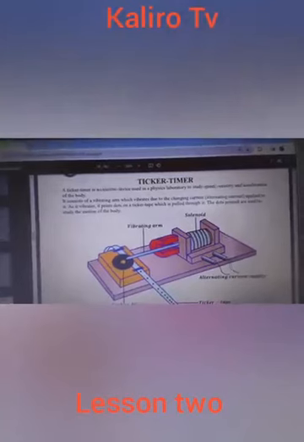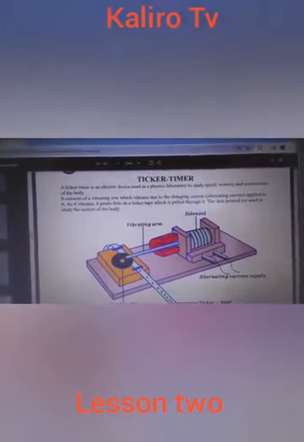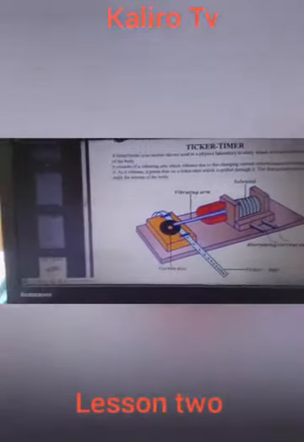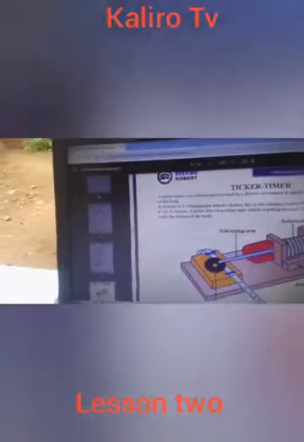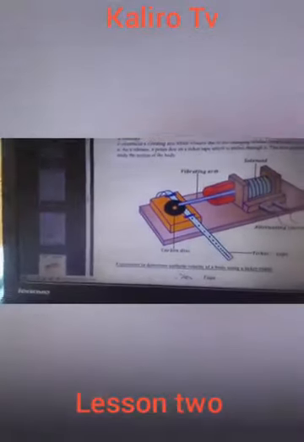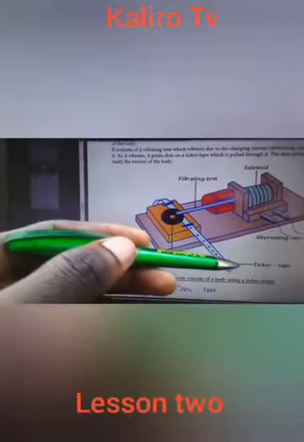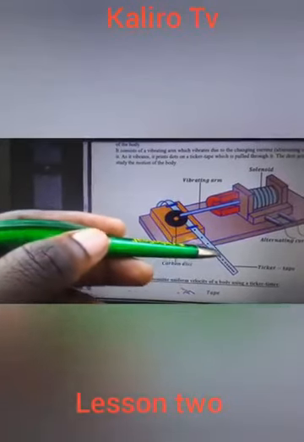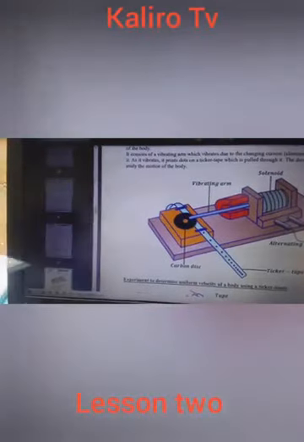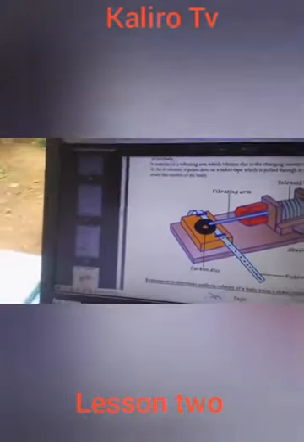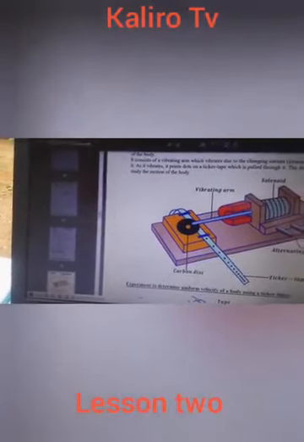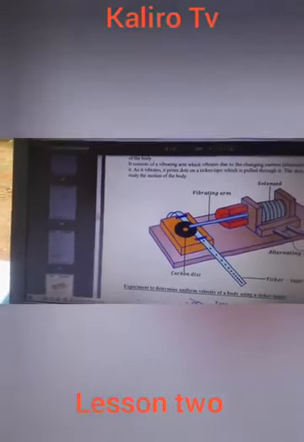A ticker tape timer consists of a steel strip and a hammer which prints dots on a tape being pulled by a moving body. So are you seeing this kind of tape? Let me try to put it up. Are you seeing this tape? This tape is connected to a moving body, and as it keeps on moving, the moving body keeps on stressing it. When it keeps on stressing, the steel rod or the carbon disc and the hammer keep on printing dots on the tape as it is being pulled.